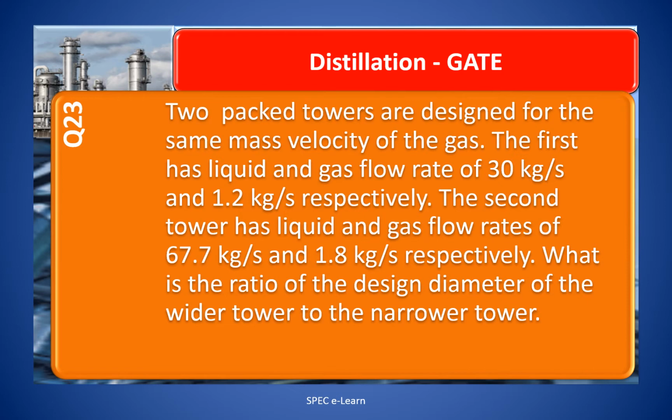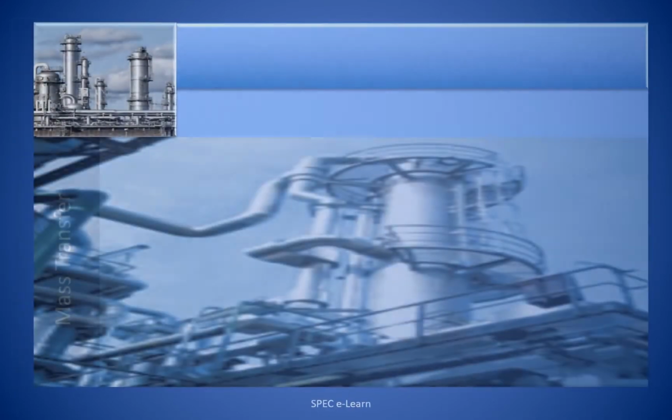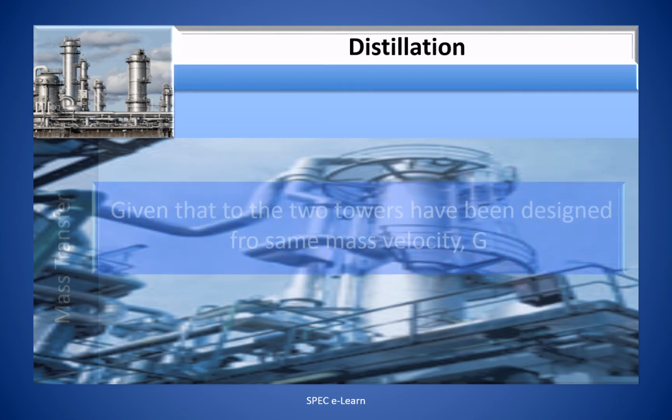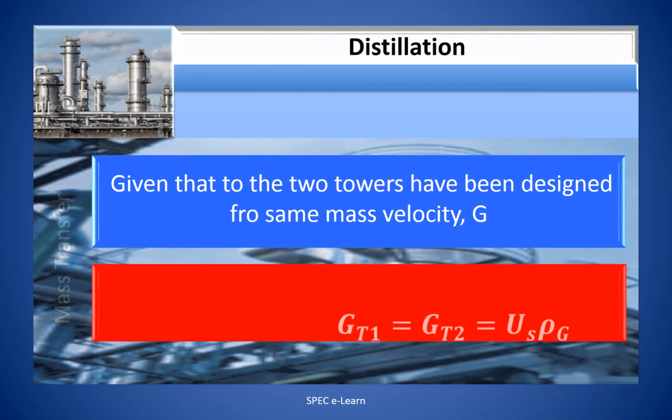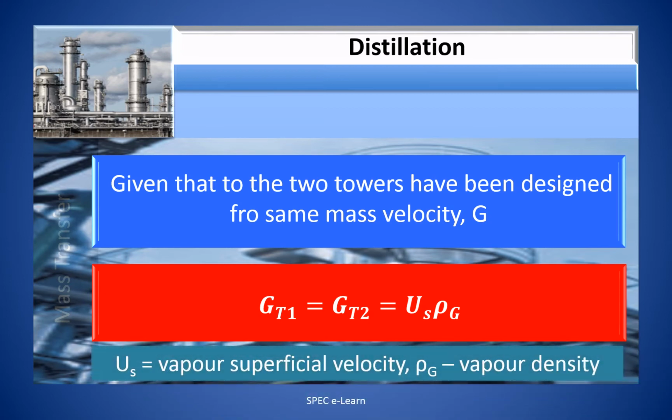Your time starts now. Your time is up. The answer. It is given that the two towers have been designed for the same mass velocity G. The mass velocity of the first tower, GT1, equals the mass velocity of the second tower, GT2, equals us into rho g, where us is the superficial velocity and rho g is the gas density.